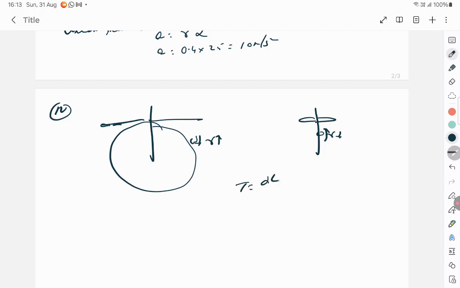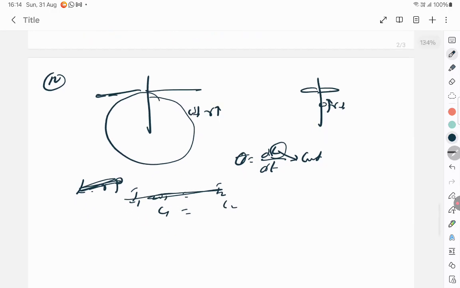Torque is zero. Torque itself is dL by dt. The angular momentum remains conserved when torque is 0, because L has to be a constant. So what is L? L is I omega. Angular momentum is also r times linear momentum, but here you just have to write L as I omega. So it's I1 omega 1 is equal to I2 omega 2. You can also write L1 is equal to L2.